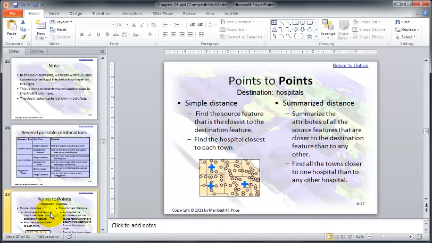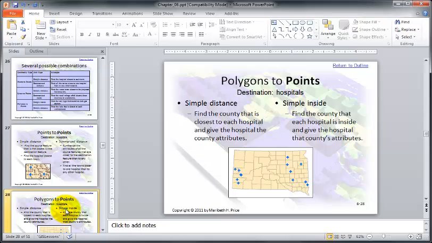Points to points, destination, hospitals. Simple distance: find the source feature that is closest to the destination feature. Find the hospital closest to each town. Polygons to points, destination, hospitals. Find the county that is closest to each hospital and give the hospital the county attributes.